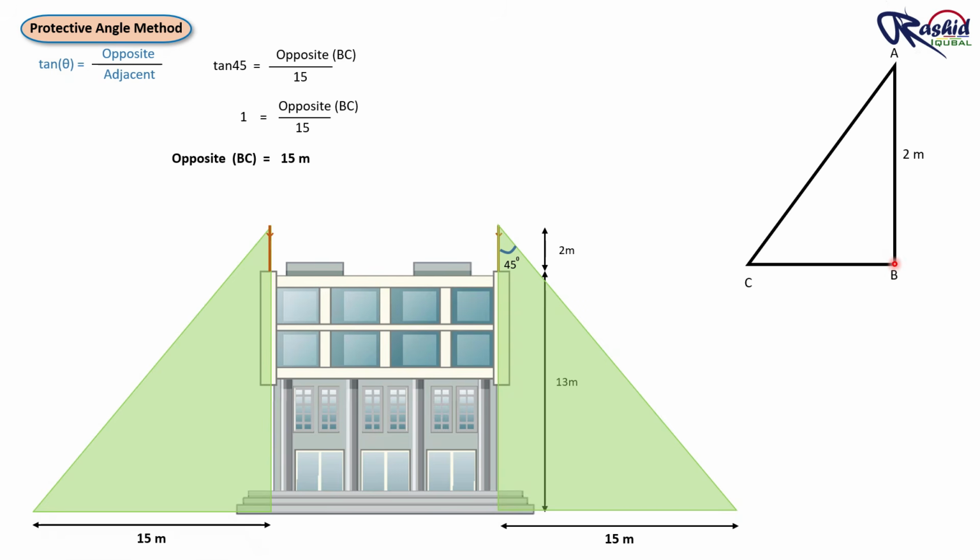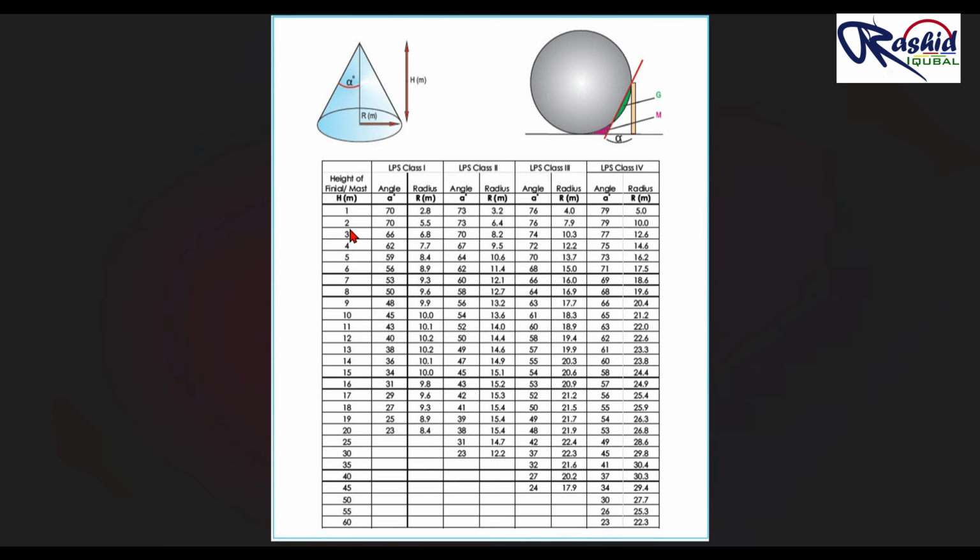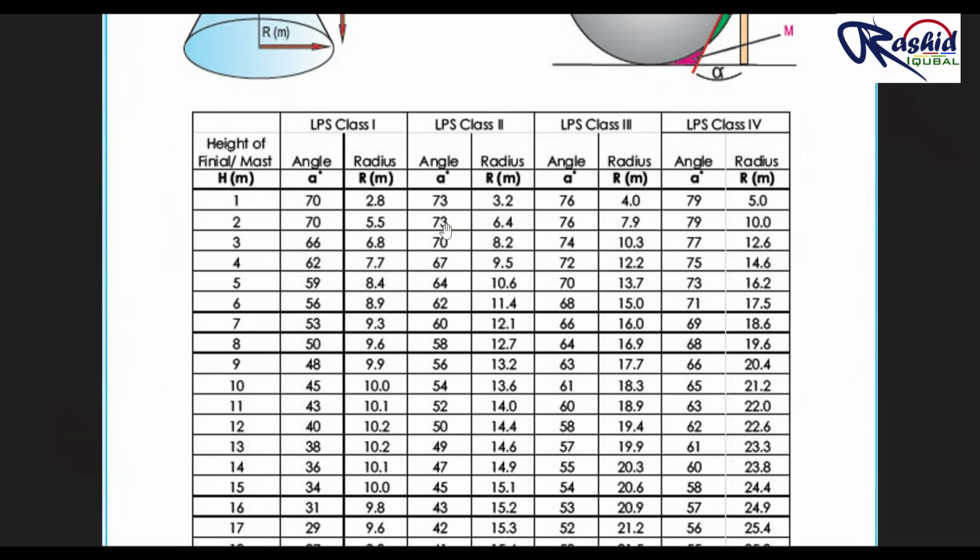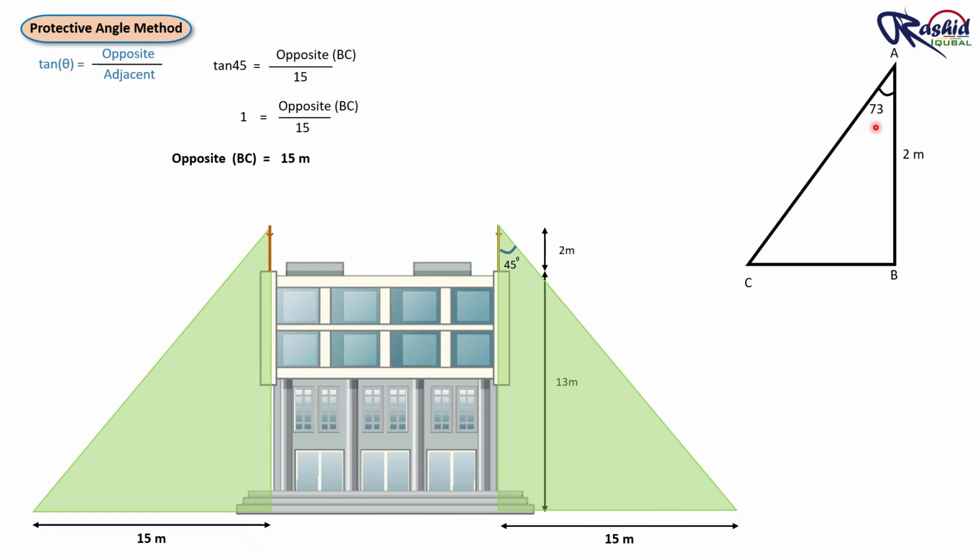Now let me check catalog again. From this catalog, we have 2 meter length. So the angle is 73 degree. I will take angle 73 degree. Let me apply in this formula.